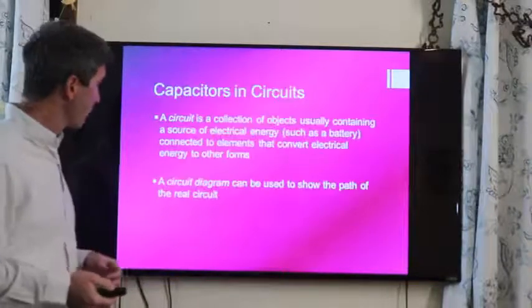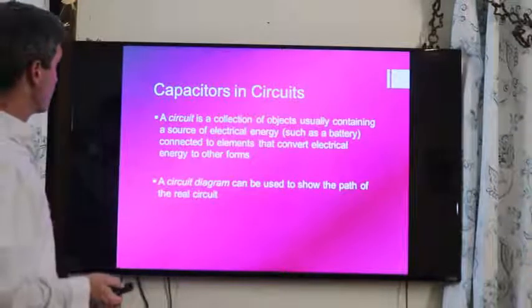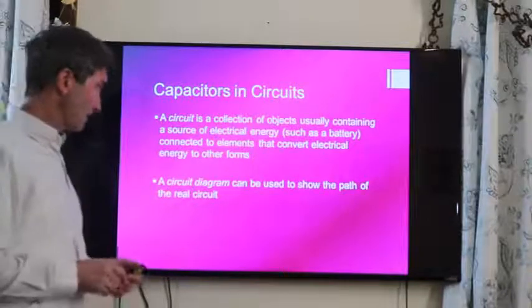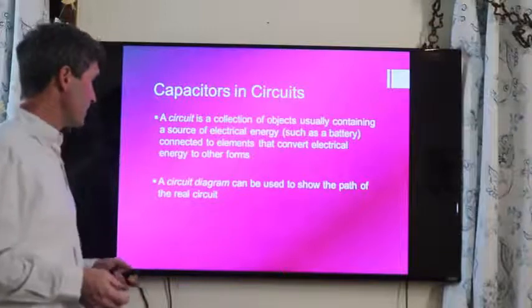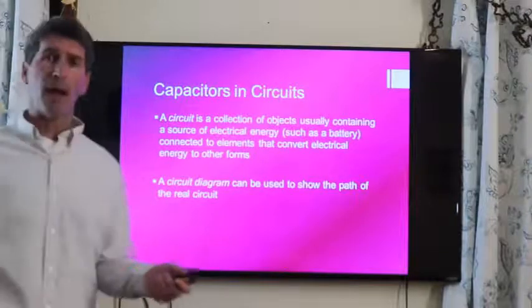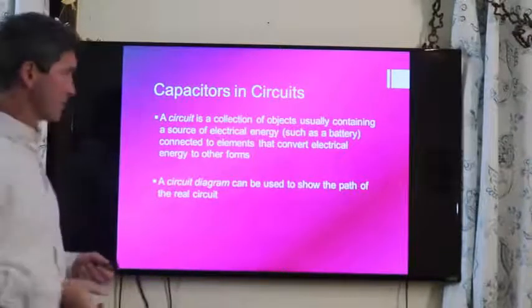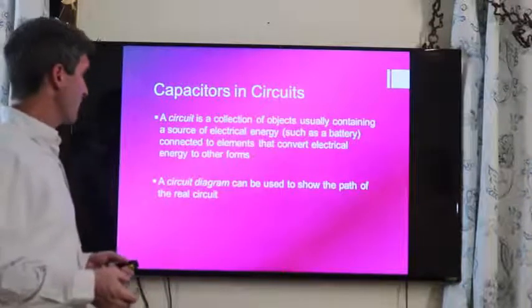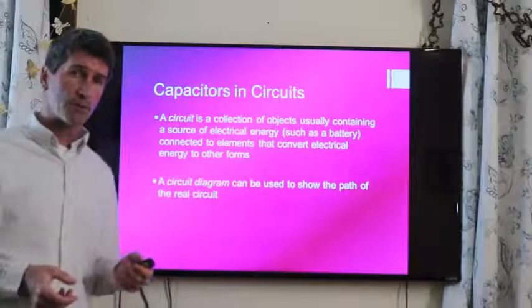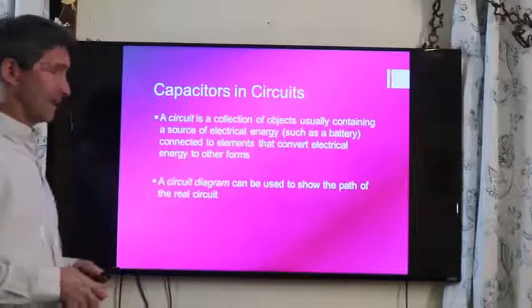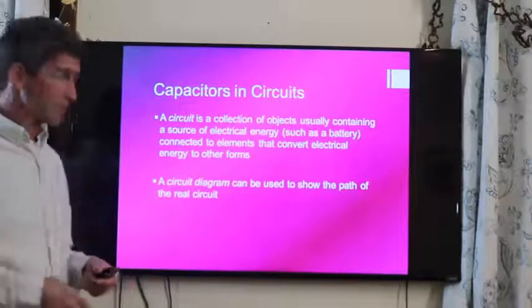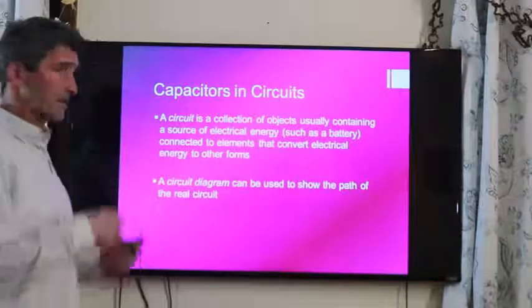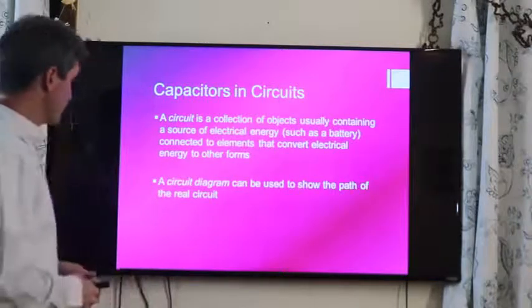to behave. So again, a circuit is a collection of objects usually containing a source of electrical energy, such as a battery or some other electrical source. We call it an EMF. It's connected to elements that convert electrical energy into other forms. It's important to understand that the term circuit means that it goes around in a circle. It leaves this energy source, and it returns to the energy source.